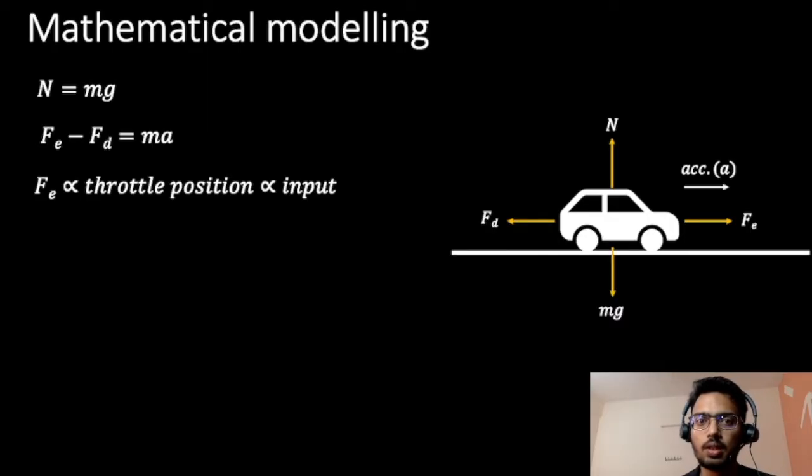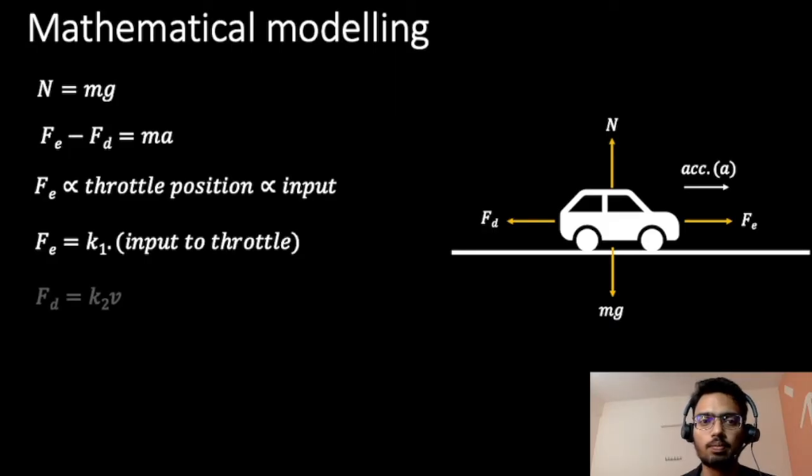This throttle position in our case will be directly proportional to the input, and here the input is actually the error signal which is generated when we compare the desired set point speed and the actual speed of the vehicle. We'll see this later in the simulation. So we know that Fe is proportional to input, and that is why we are attaching a constant here. So Fe equals K1 times the input which is given to the throttle.